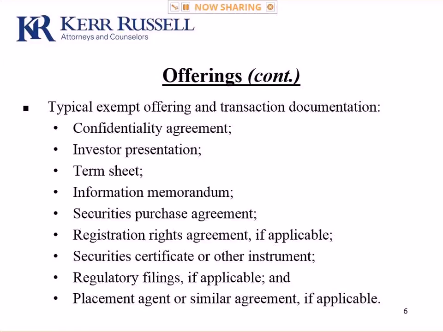The information memorandum is also commonly referred to as a private placement memorandum, and it really is a disclosure document that lays out in much more detail than the term sheet who the issuer is, what its business operations are, and detailed information about the offering. So kind of picking up on what I said relative to the term sheet, but just going into more detail. If the company is established, oftentimes there may be financial statements or financial information made available in the information memorandum and the like.